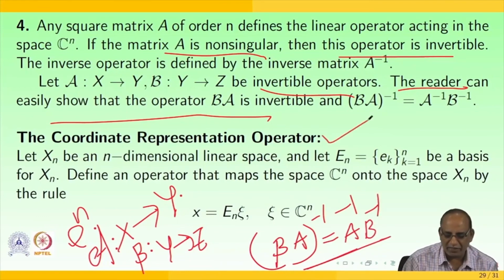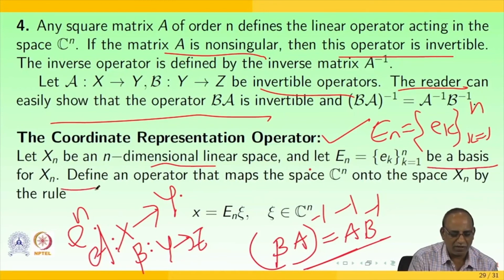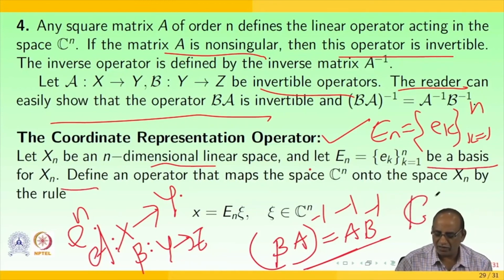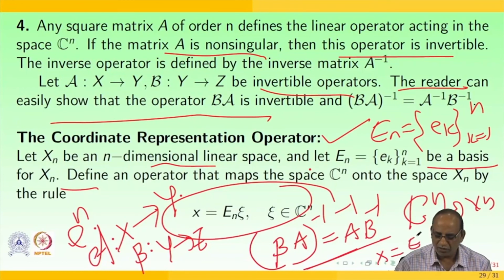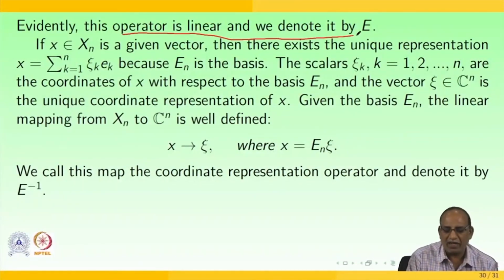The coordinate representation operator: let X n be an n-dimensional space and E n equal to E k, k is equal to 1 to n, be a basis for X. So, you will define this C of n into X of n. By the rule, you can have this matrix. So, x is equal to E of n times xi and xi belongs to C of n. Evidently, this operator is linear and we denote it by E.